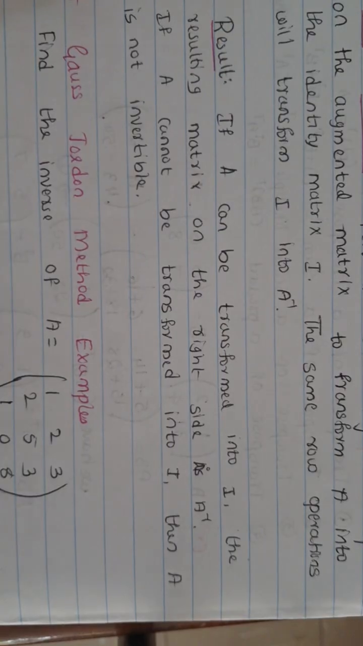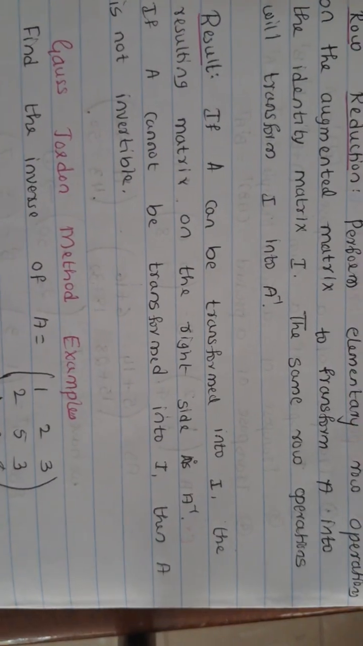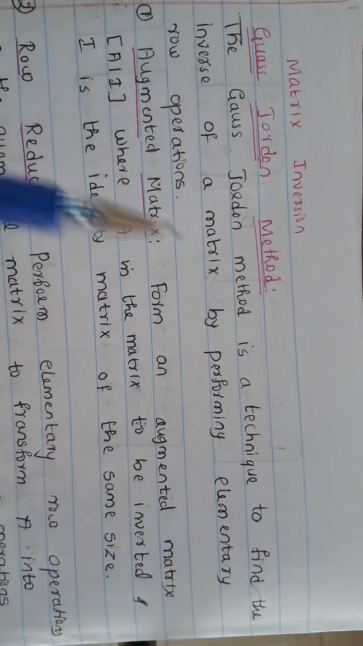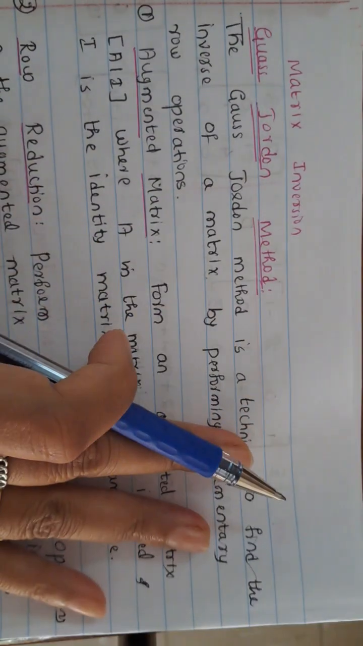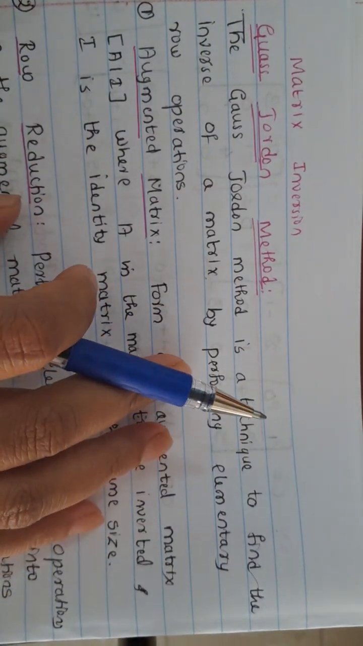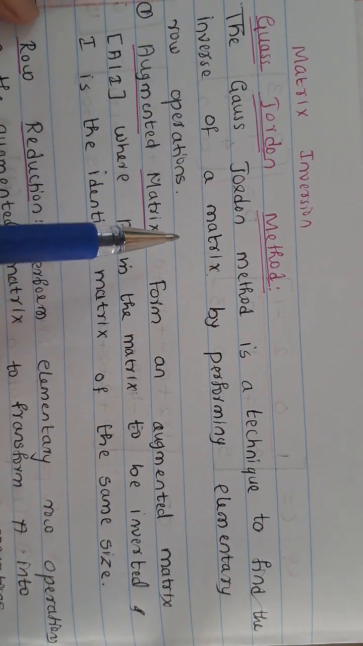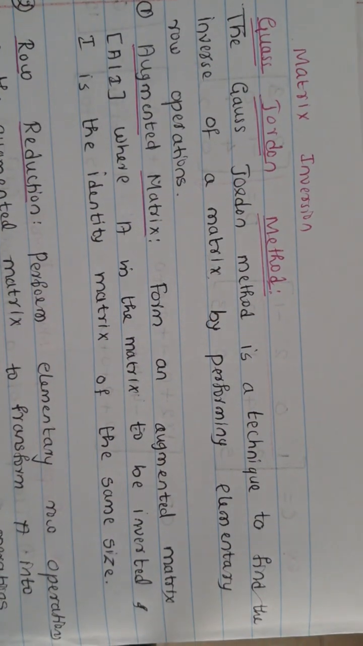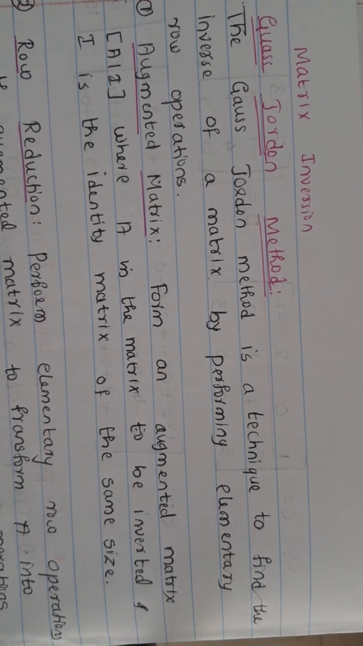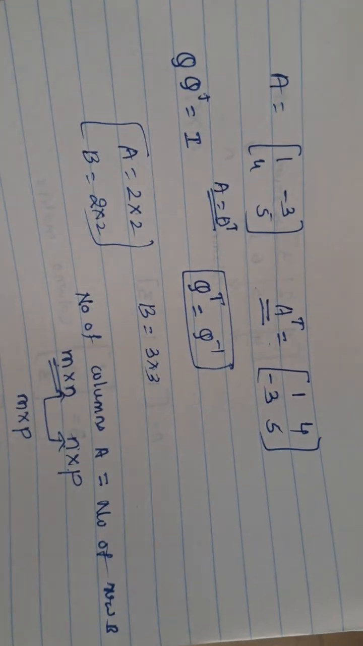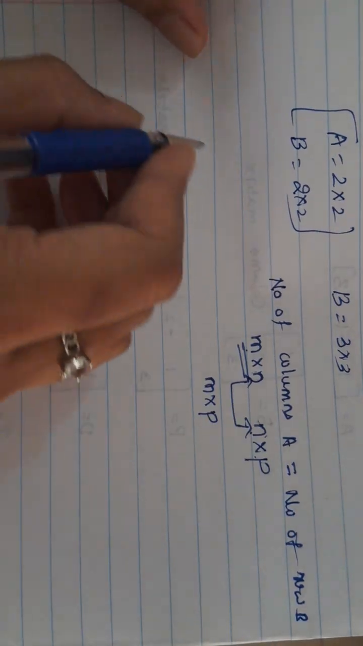Alright. Now, let's go to an important method, that is matrix inversion by the Gauss-Jordan method. There are different methods for finding the inverse of a given matrix. So we'll take the Gauss-Jordan method in this case. The Gauss-Jordan method is basically a technique to find the inverse of a given matrix by performing elementary row operations. So what are the steps involved in this Gauss-Jordan method?